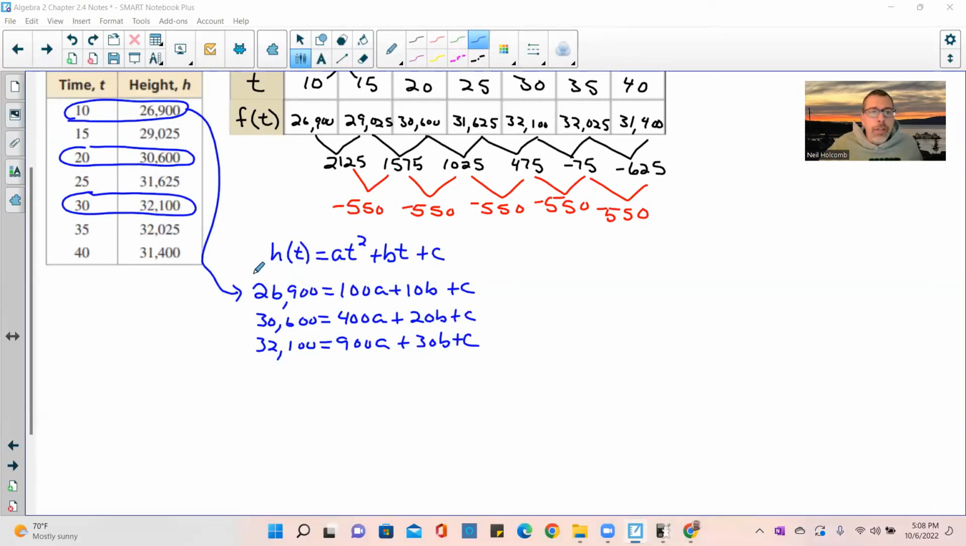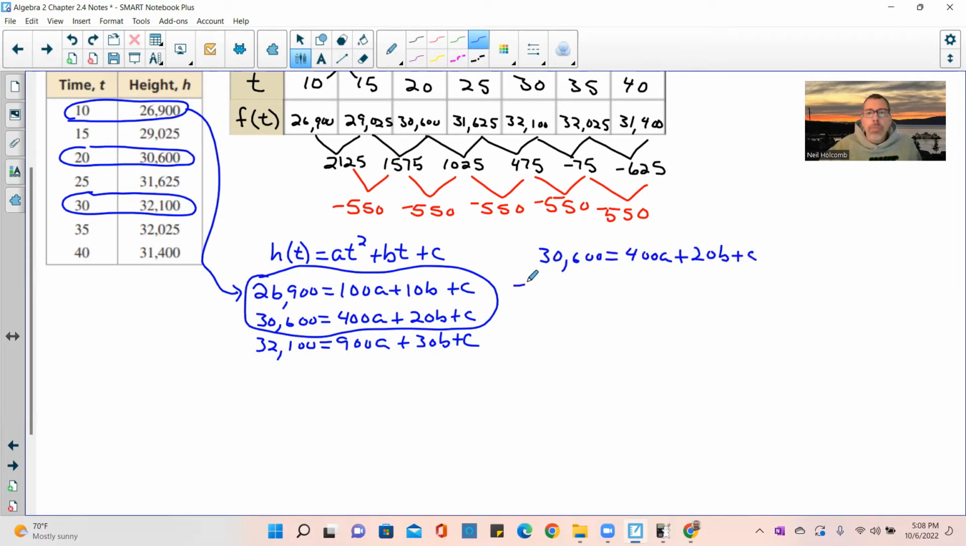Okay, so we did this earlier in the chapter section, and now we're applying it to a real problem. And we're going to use these two first. And we're looking for a common difference, and we don't have anything that's equal. A won't cancel, B won't cancel, but C will. So if I just subtract one from the other, let me write that first. 30,600 equals 400a plus 20b plus c, and I'm going to subtract 26,900 equals 100a plus 10b plus c.